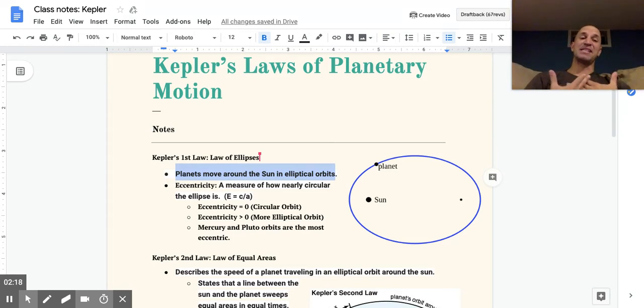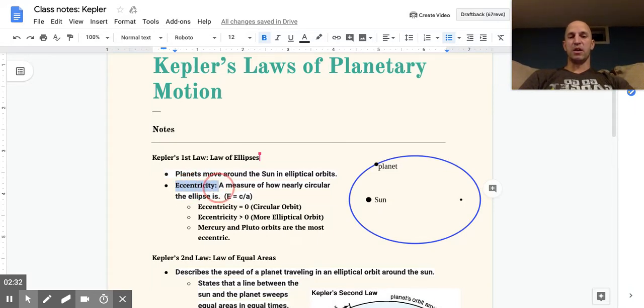Remember, ellipse is just a fancy, scientific name for an oval. The term we use for how elliptical an orbit is, is called eccentricity. You guys were calculating this in the hallway last week. It's a measure of how nearly circular the ellipse is. The formula we used was E, for eccentricity, equals C divided by A. On the test on Friday, you'll have that formula already. You'll have C and A, and you'll also have eccentricity. You're just going to have to decipher what numbers mean the orbit is more elliptical or more circular.